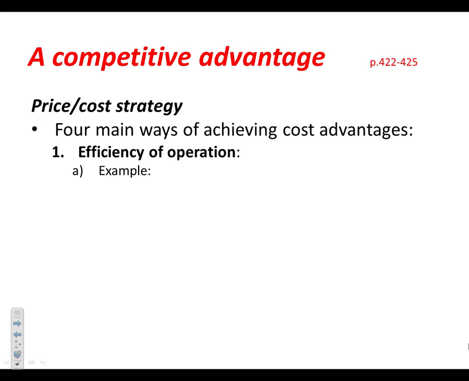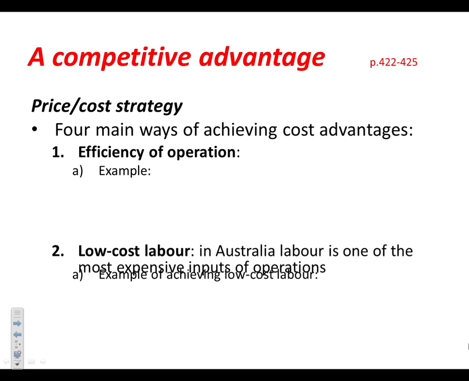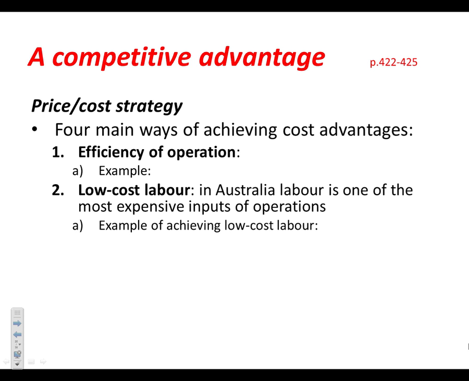And if you're producing a car in under an hour, you're going to be doing it on the next thing, which is economies of scale, with a cost advantage. I'll look at economies of scale in a minute. The next one that I wanted to do is low cost labor. This is the next way to achieve a cost advantage.